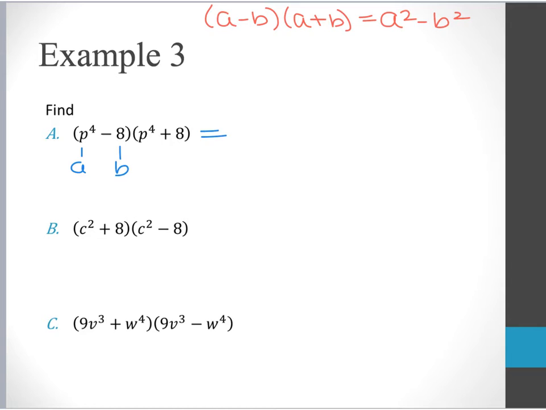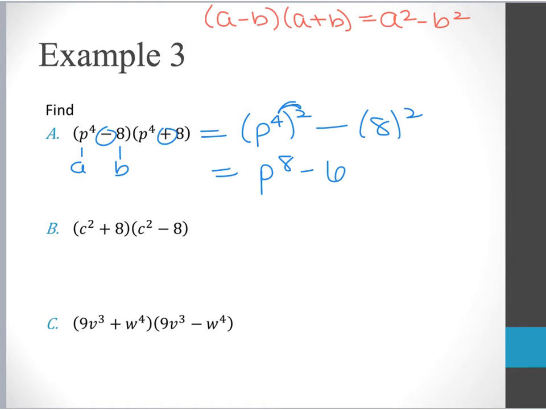Because I recognize these as the same binomial, just different because of the signs in the middle, I know that I can take that first term, or a, and square that. So I have p to the 4th, and I square that, and then I subtract my second term, which in this case is 8, and then I square that. When I simplify p to the 4th raised to the second power, remember we multiply the exponents, so this becomes p to the 8th minus 64. And now I'm done, and I had a lot less work than if I were to FOIL all of this out.